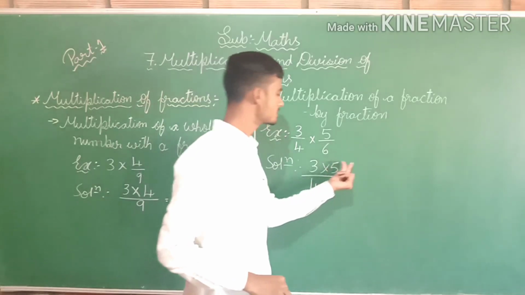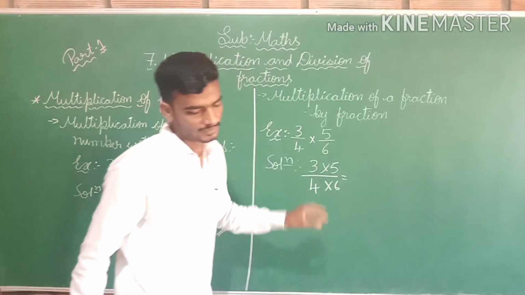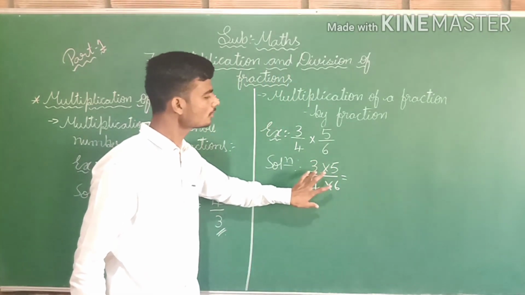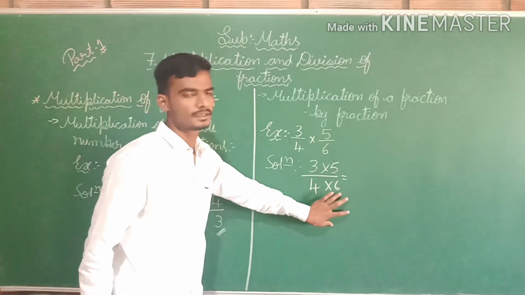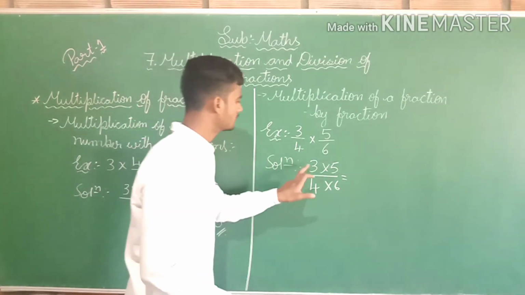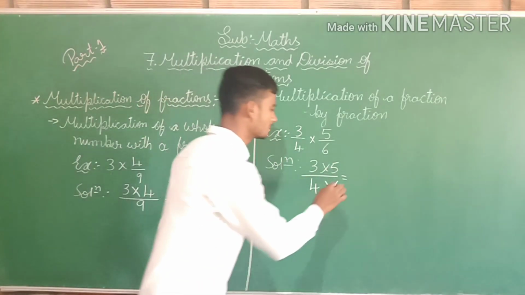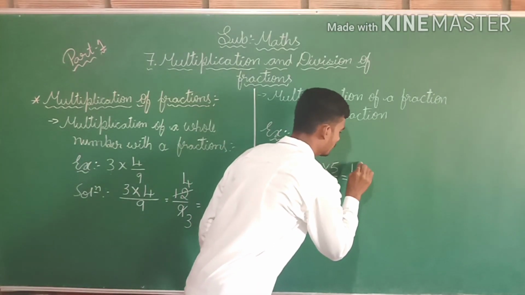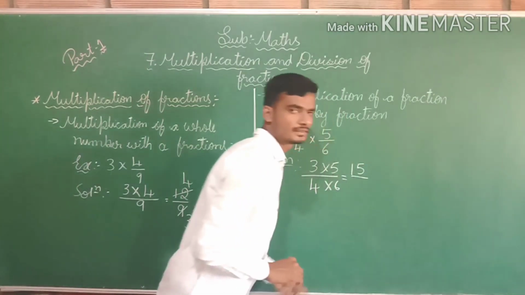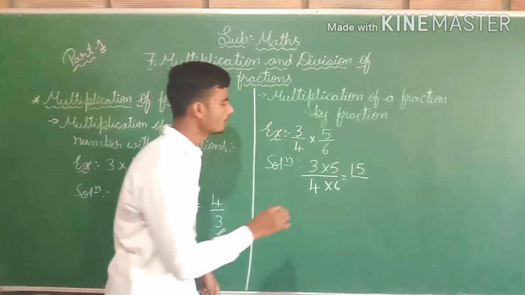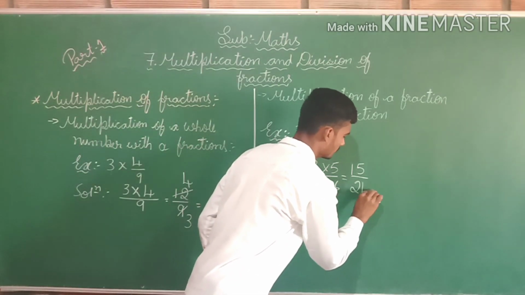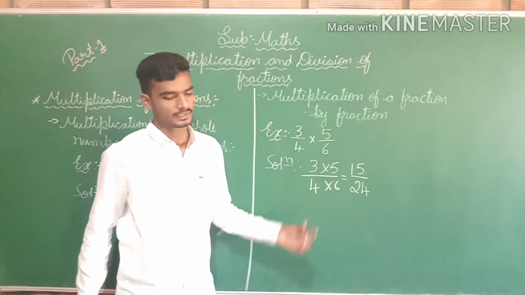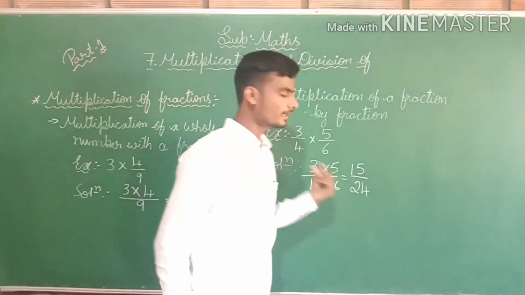Now next, what will you do here? You want to multiply these numbers. 3 fives are how much? 3 fives are 15. Then 4 sixes are how much? 4 sixes are 24. Now this is step 1.